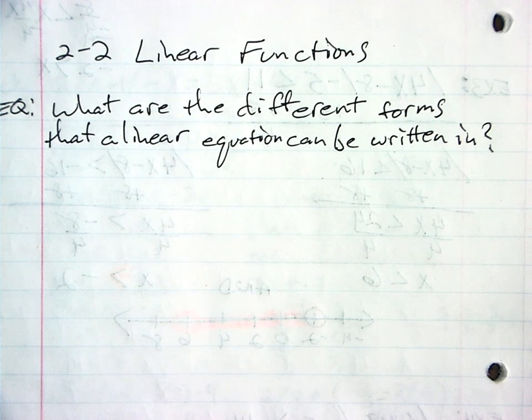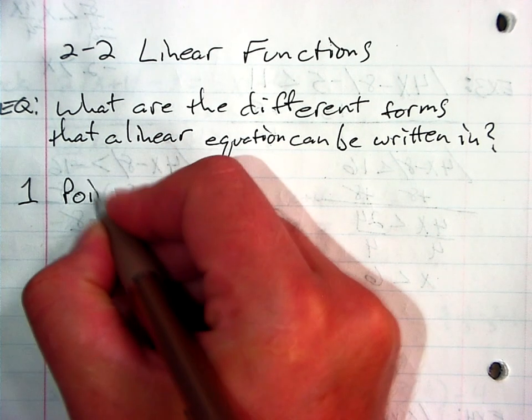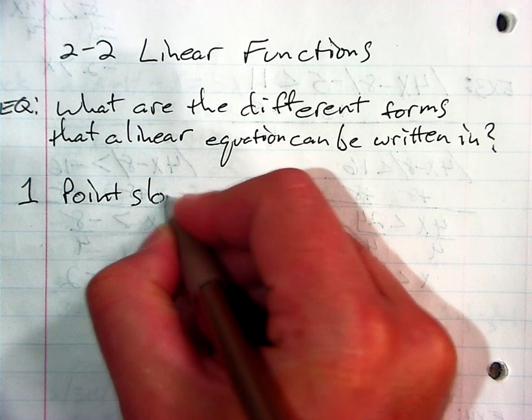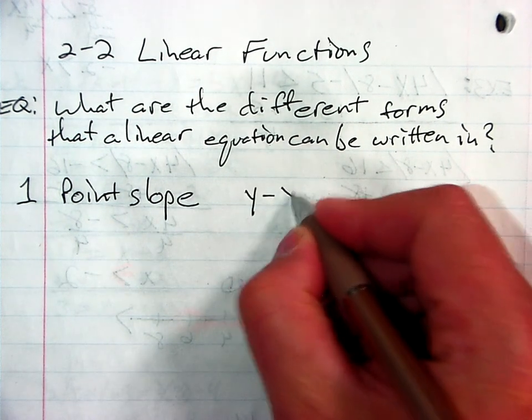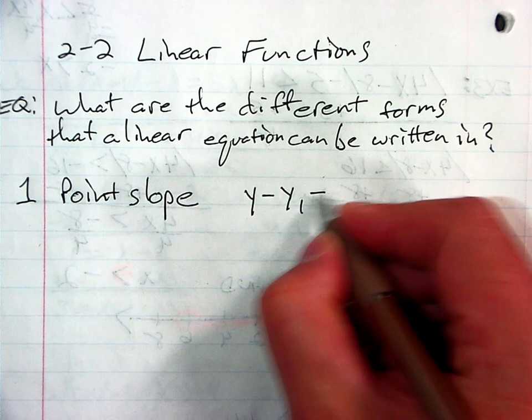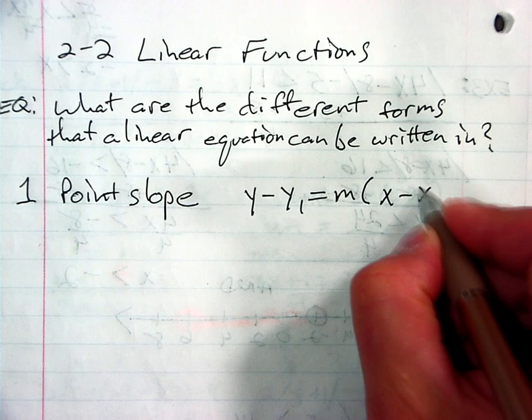All right, let's get started. 2-2, linear functions. Essential question: what are the different forms that a linear equation can be written in? One possible one is point slope. We're going back to Algebra 1, so 2 years ago. y minus y1 equals m times x minus x1.